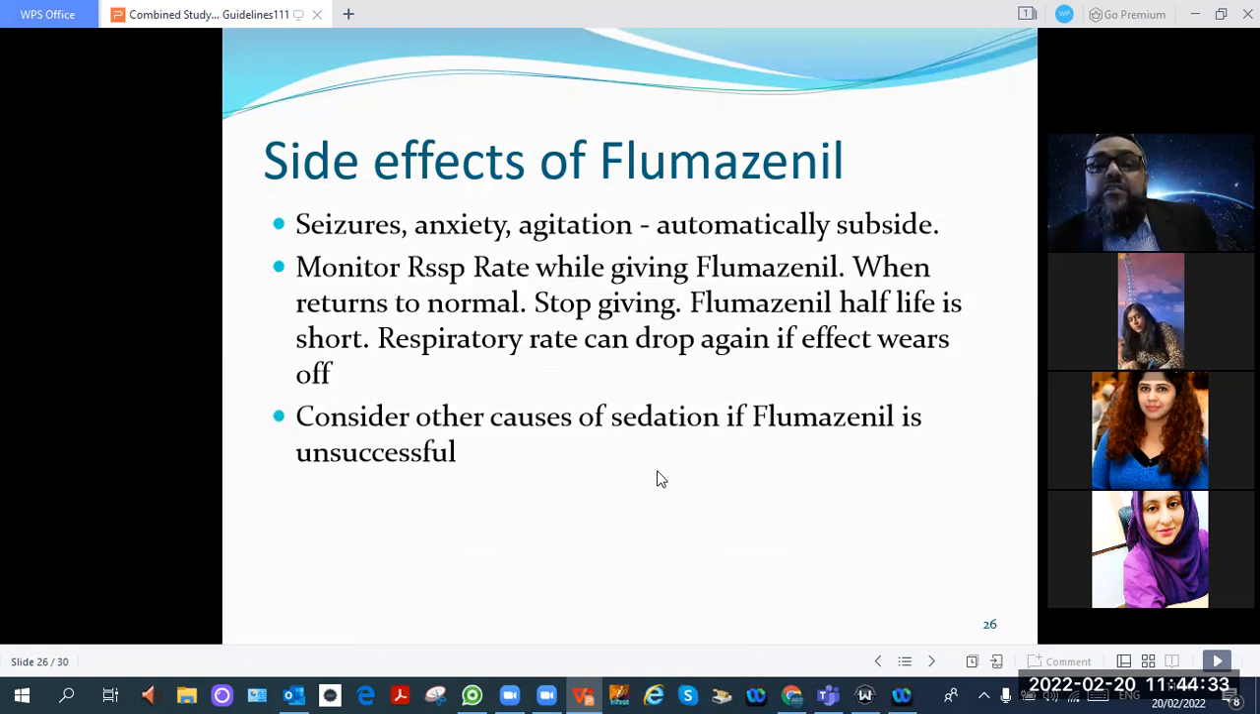Anxiety, agitation, these things usually automatically subside. Monitor respiratory rate while giving flumazenil. That's why I was saying respiratory rate is the most important parameter. When the respiratory rate returns to normal, stop giving it. Of course, you will be measuring other parameters as well, especially the pulse oximetry, because that will be correlated with the respiratory rate.